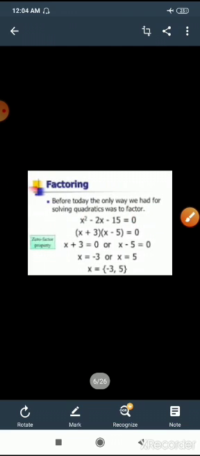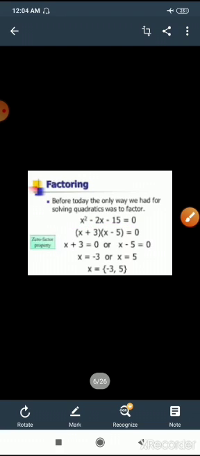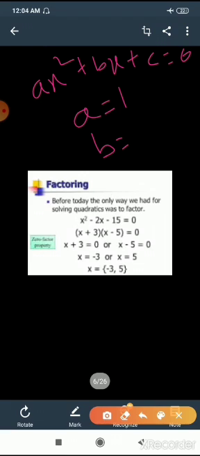Now, how to solve a quadratic equation by using the factorizing method? It is also called splitting the middle term. Here is a quadratic equation: x square minus 2x minus 15. Now, you need to compare this equation with the general form. What is the general form? ax square plus bx plus c equals 0. Here what is a? a is the x square coefficient, that is 1, b is the x coefficient, minus 2, and c is the constant, which is minus 15.